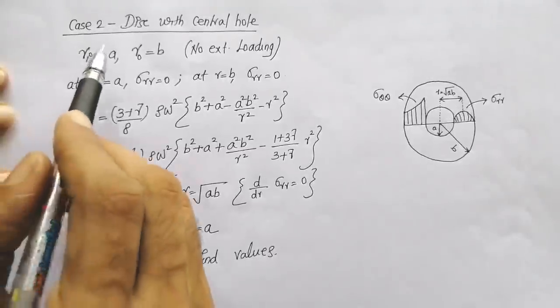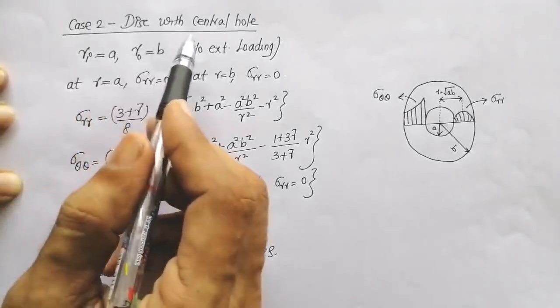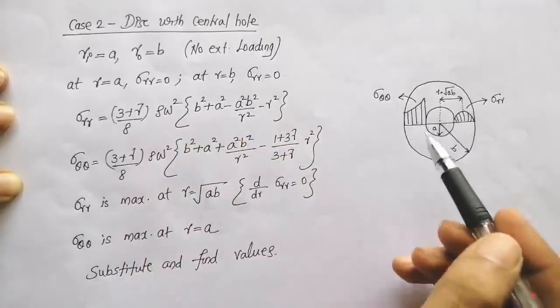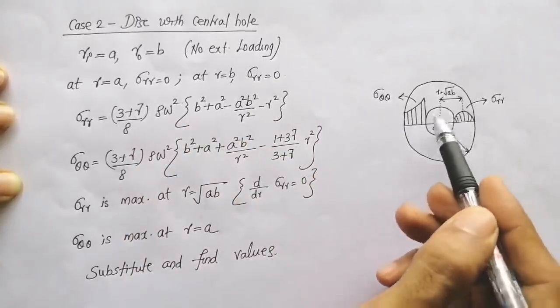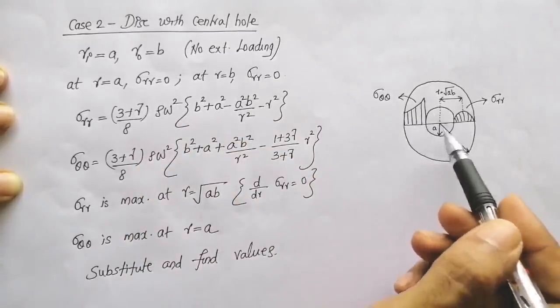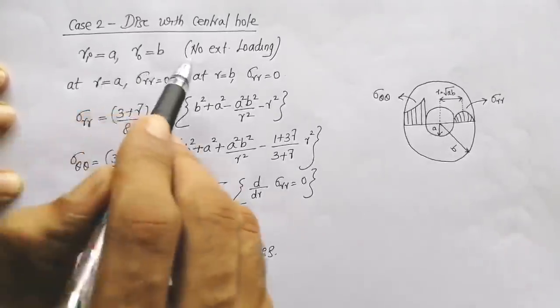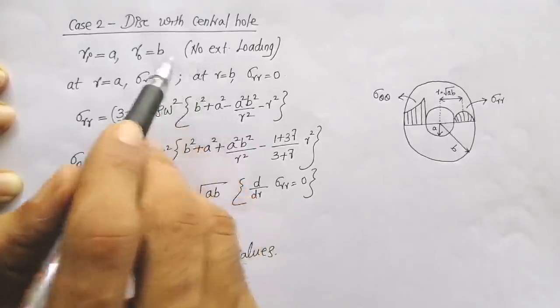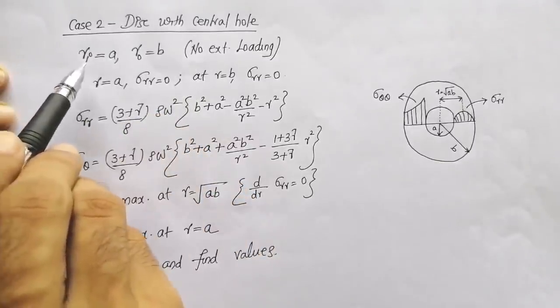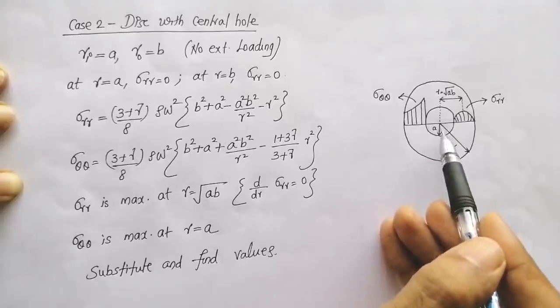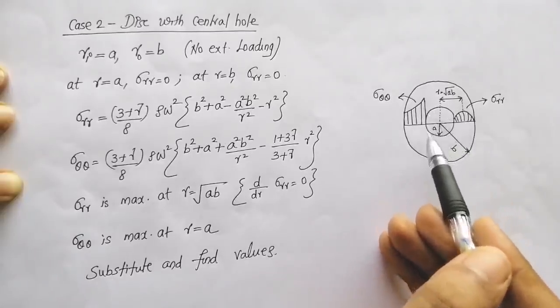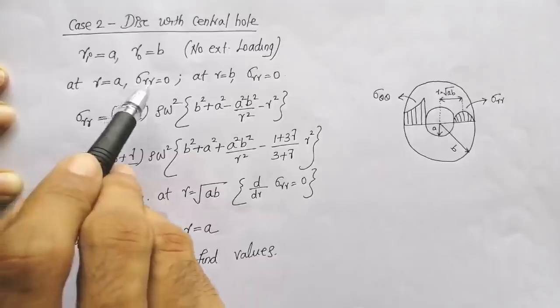Now, let us discuss case 2, in which a disc has a central hole, which I have shown in the diagram here. This is a disc in which there is a central hole of radius a and the radius of the disc is b. Our assumption is there is no external loading, which means for the boundary conditions we are applying at r is equal to a, that is the inner radius, no load is acting here. So, sigma r equal to 0.